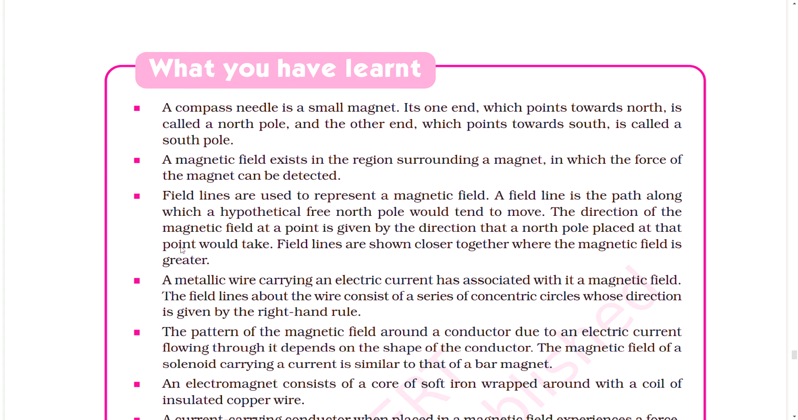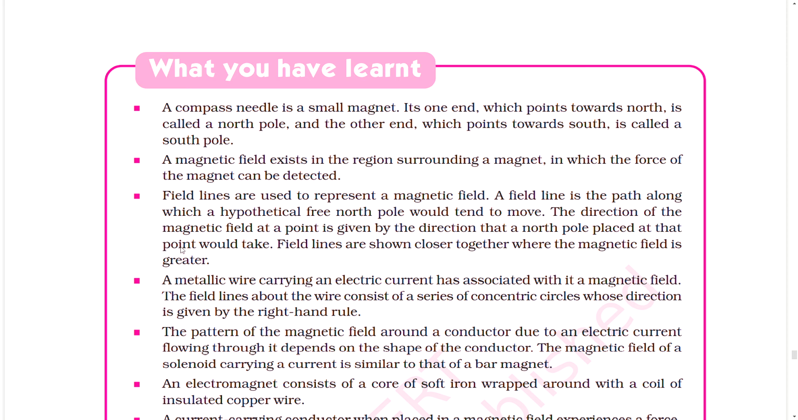What you have learnt: A compass needle is a small magnet. Its one end which points toward north is called a north pole, and the other end which points toward south is called a south pole. A magnetic field exists in the region surrounding a magnet in which the force of the magnet can be detected. Field lines are used to represent a magnetic field. A field line is the path along which a hypothetical free north pole would tend to move.